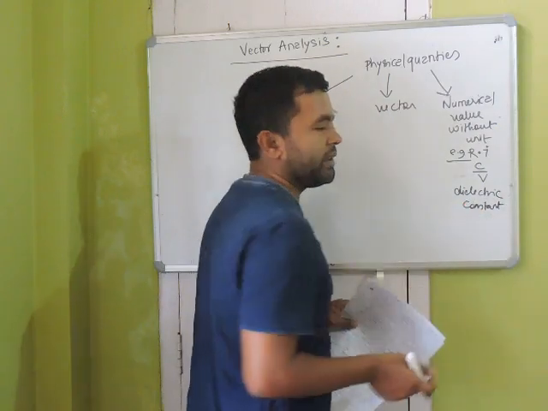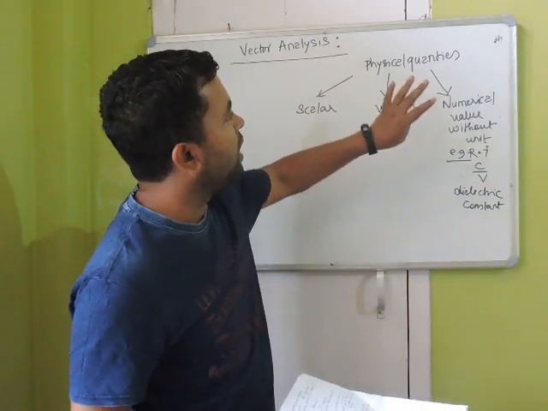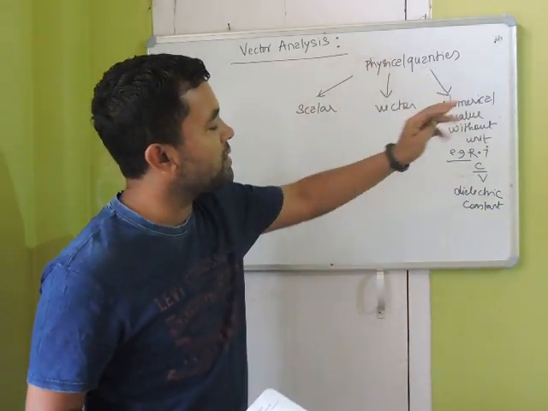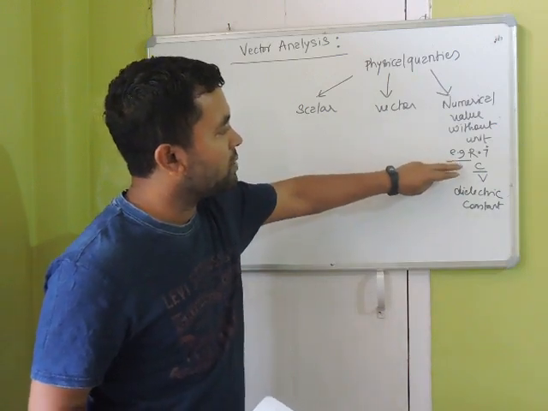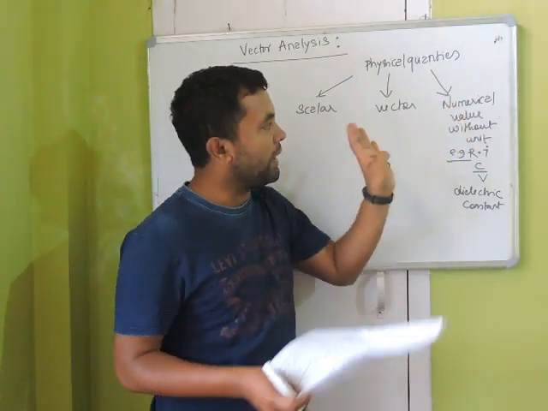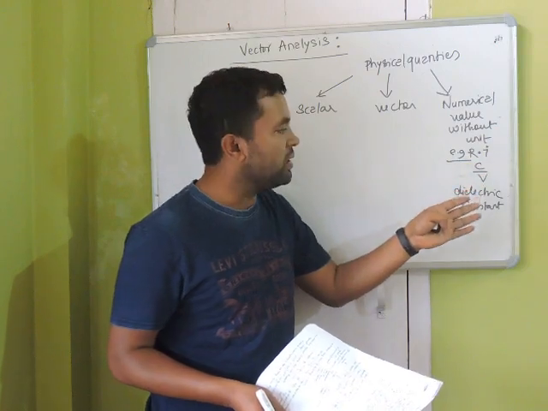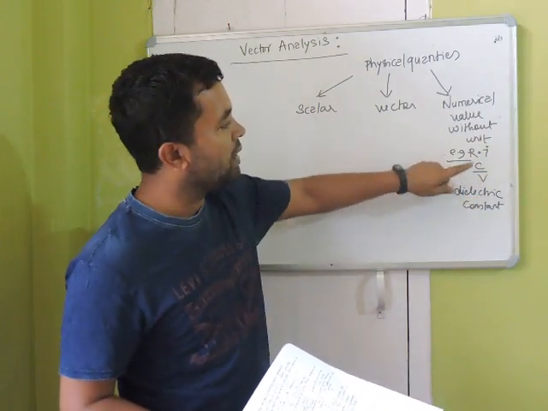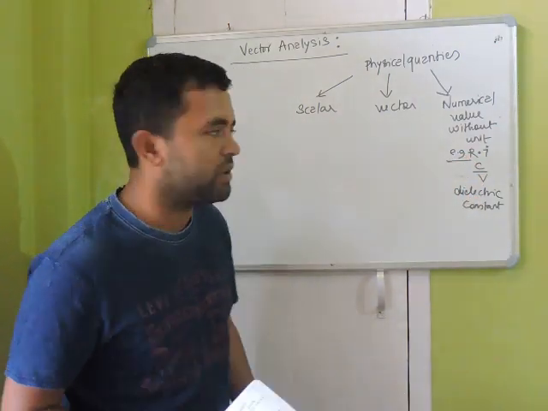Like water, the dielectric constant is 80. So all the physical quantities are categorized into these three, and there is one category in which they don't have any unit. One example is refractive index and another is dielectric constant.